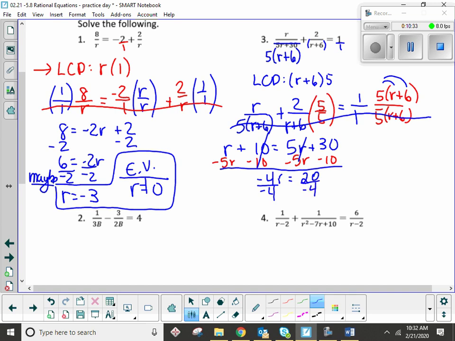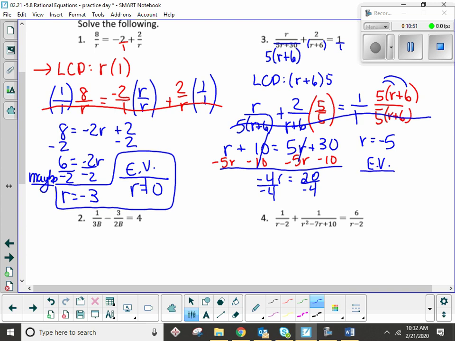That's okay. So r equals negative 5. Perhaps. Okay, because we want to check for excluded values. So here's my excluded value work.